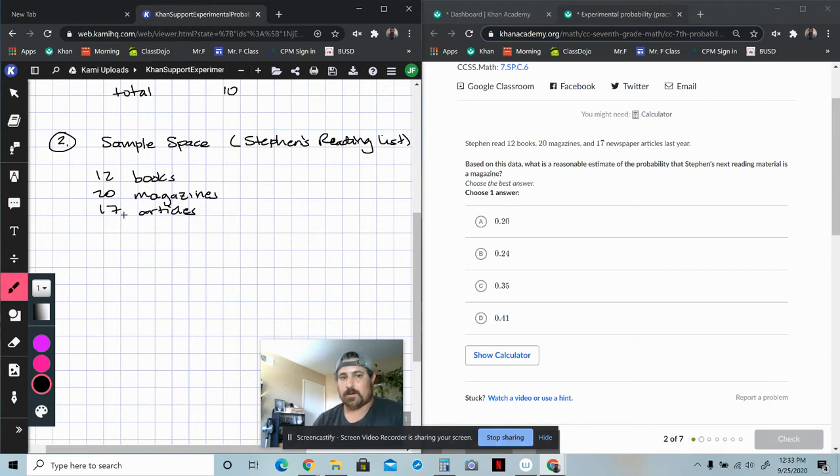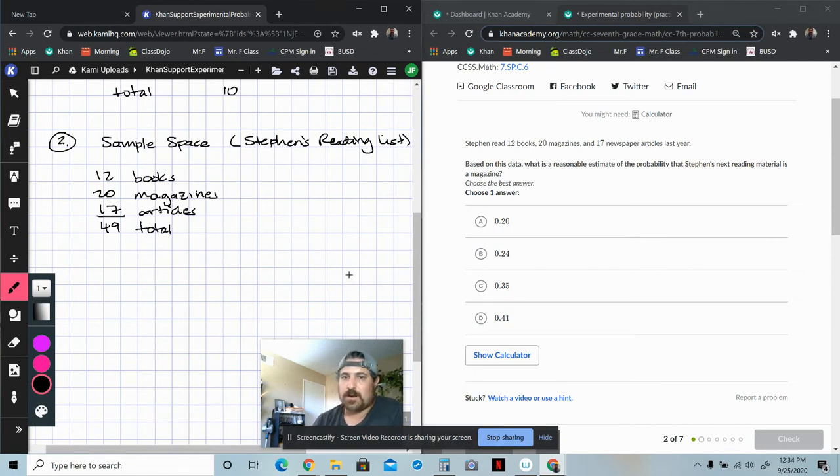All right, this is the collection of all the stuff that Stephen read. So what is the total amount of things that he read? 12 plus 17 plus 20, or 32 plus 17, which is going to be 39, plus 10, so 49. So it looks like there's 49 items that he read, 49 total things that he read in a sample space.